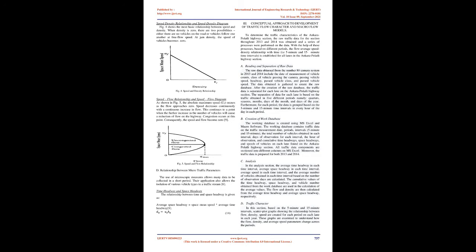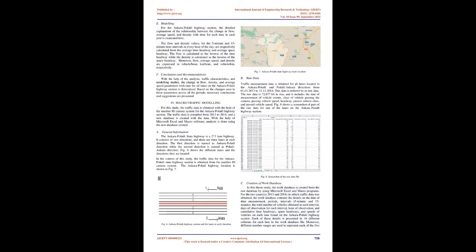Moreover, different number ranges are used to represent each of the 5 periods for which data was obtained. Table I shows the different periods and their respective number ranges. For each of the 3 lanes found in the Ankara-Polatli direction, the traffic data obtained in both 2013 and 2014 are grouped in the work database according to 5 periods, quarters, seasons, months, days of the month, and days of the week. Traffic data for each period contains all the details mentioned above.